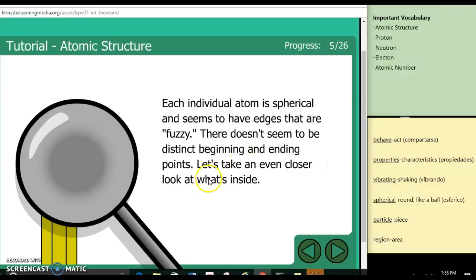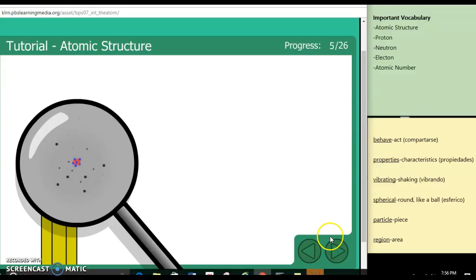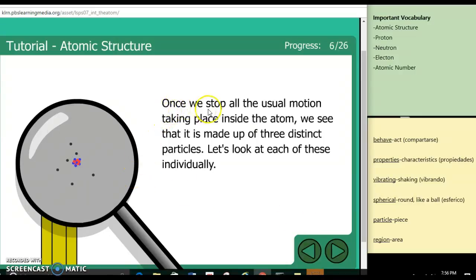Let's take an even closer look at what's inside. Once we stop all the usual motion taking place inside the atom, we see that it is made up of three distinct particles. Let's look at each of these individually. So we're going to focus on these three parts: protons, neutrons, electrons.